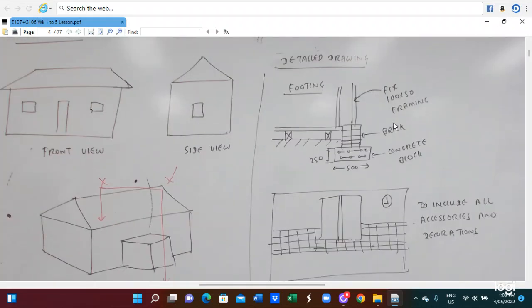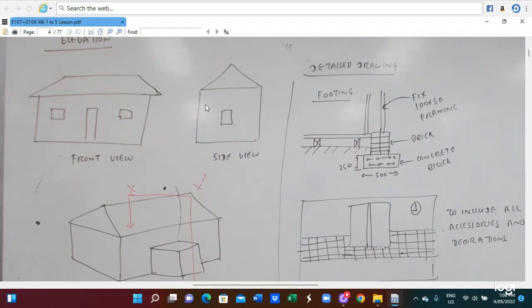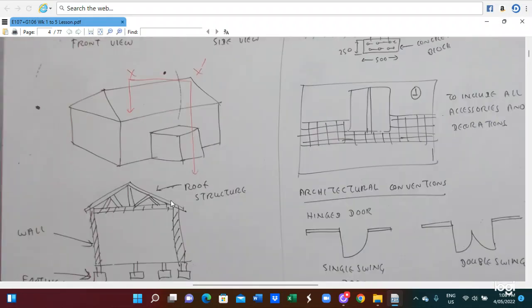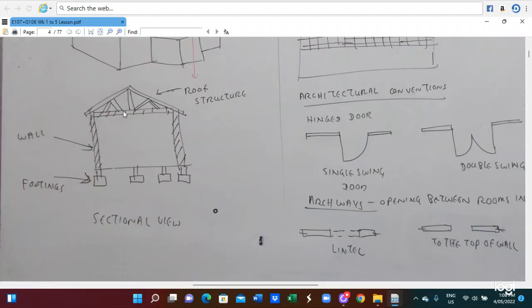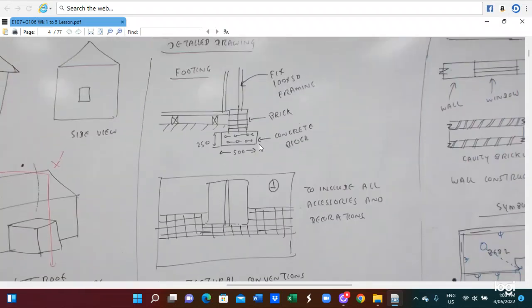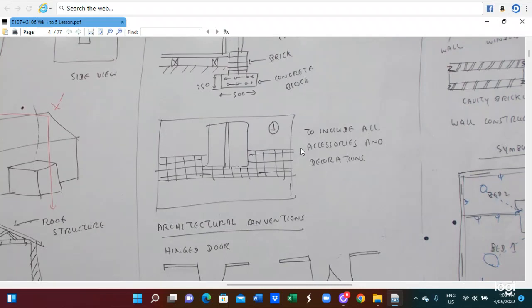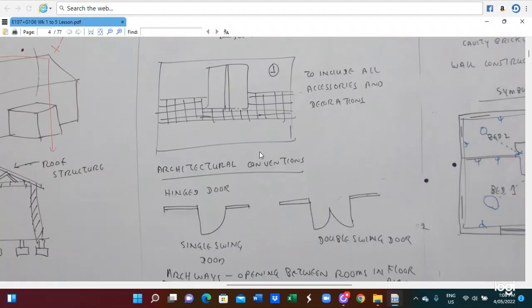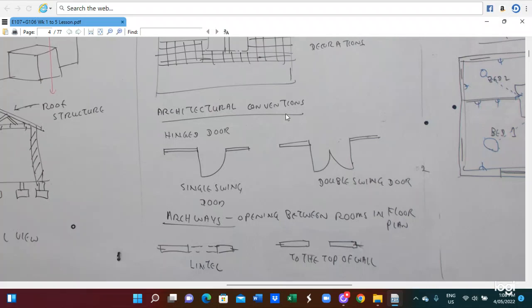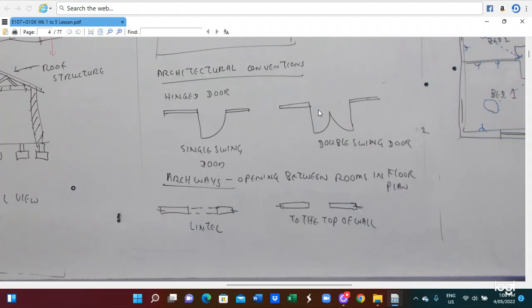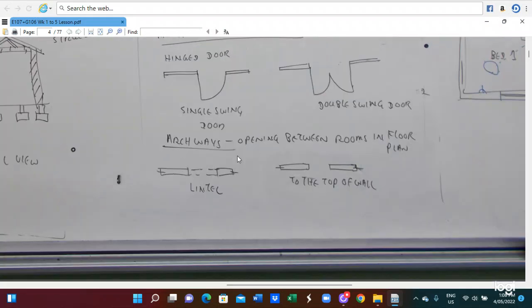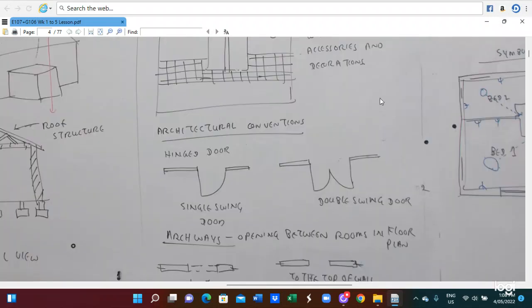When we do the drawing, we have to provide the front view, side view, and the 3-dimensional view, and also the sectional view. The sectional view shows the roof structure and the footing, wall, and you also have to provide the detailed drawing of the footing and all the accessories. You also have to utilize architectural conventions. This is a diagonal hinged door or a double swinging door, and also the archway opening between the rooms. This is the archway diagram.